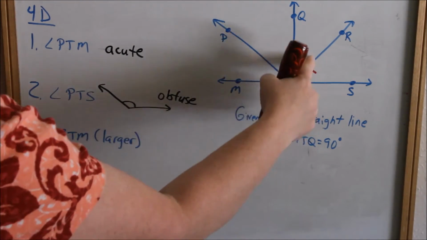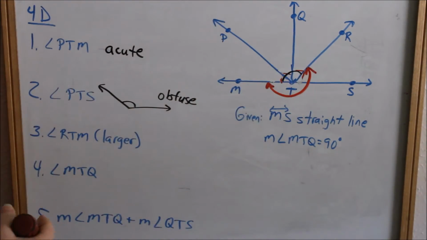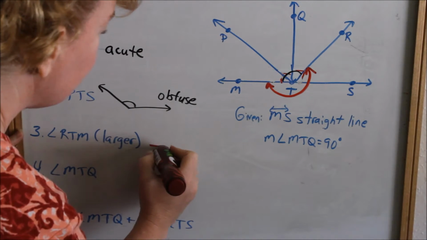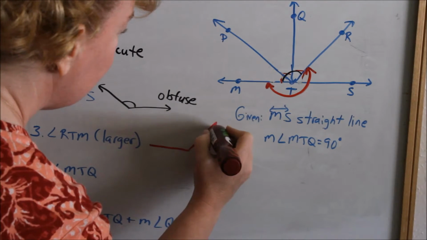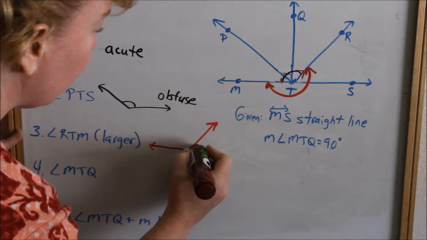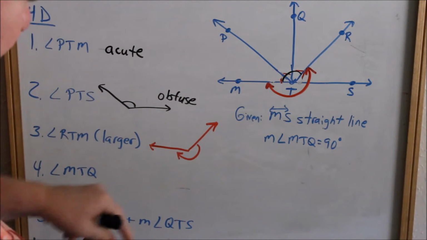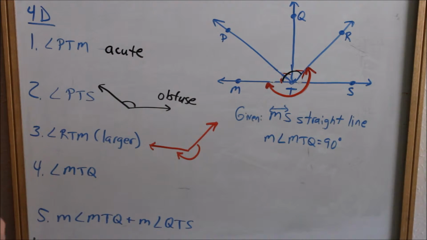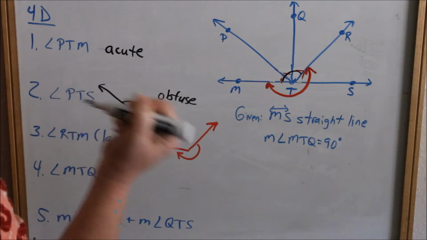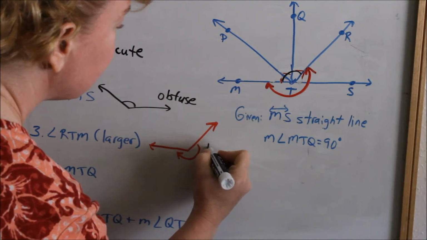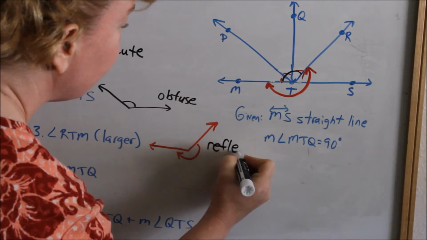RTM, we're looking at the red arc on that side of the angle. Basically, here's your angle, here's RTM. If I drew it outside the picture, we want to look at the larger part of the angle. Not the smaller side, the larger side. So the larger side would be larger than 180, but smaller than 360. So therefore, that would be reflex. That type of angle is a reflex angle.